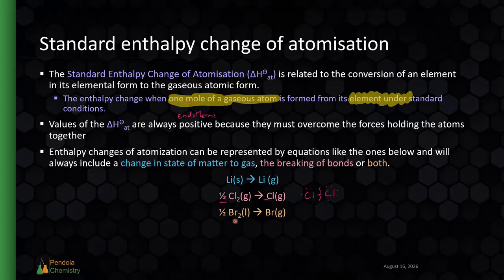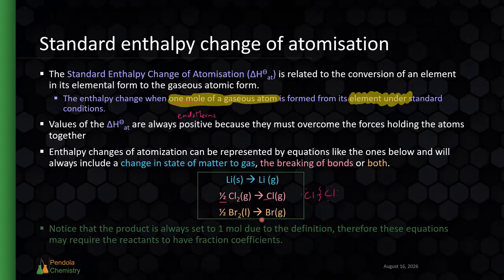An example of these will be bromine. Bromine in its elemental form is a liquid element. So we need to change the state of matter from liquid to gas, which involves overcoming the London dispersion forces that are present in bromine. But also bromine is diatomic, meaning that we need to break the bromine-bromine bond in the molecule. So when we write the equation for the enthalpy change of atomization of bromine, we are actually looking at an endothermic process because it involves both breaking the bonds and changing the state of matter.